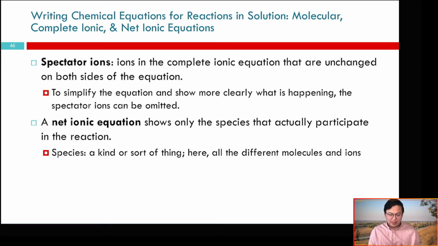Sometimes we have these things called spectator ions: ions in the complete ionic equation that are unchanged on both sides. We can often simplify our equations and show more clearly what is happening by omitting those spectator ions. The result of omitting them is the net ionic equation, which shows only the species that actually participate in the reaction. Here species means a kind or sort of thing, which would be all the different molecules and ions. So we're showing only the molecules and ions that participate in the reaction in a net ionic equation.